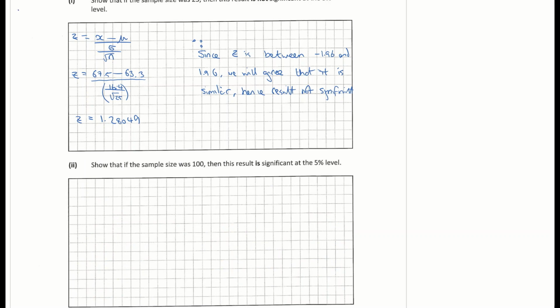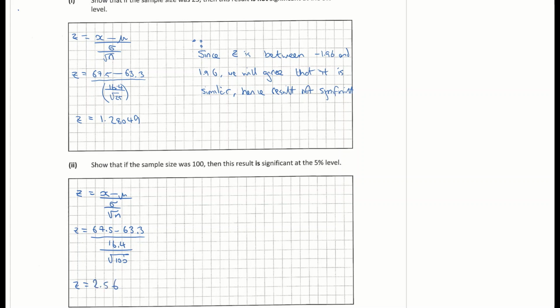Part B to that question is very similar. Show that if the sample size was 100, then it would be significant at 5%. But it's basically the exact same question here. So z is equal to x minus mu over standard deviation divided by the square root of n. Everything is just going to be the same except for my number of students. So my sample mean is 67.5, subtract my population mean, 63.3, divide by 16.4, which is my standard deviation, over the square root of n, which is now going to be 100. Putting that in my calculator, I get a z-score of 2.56.